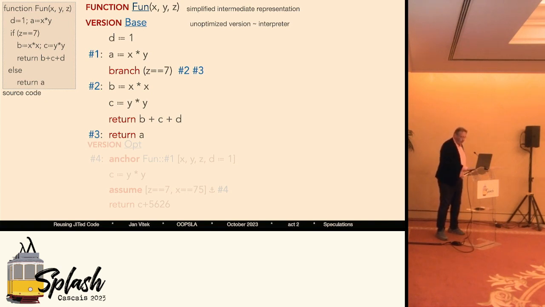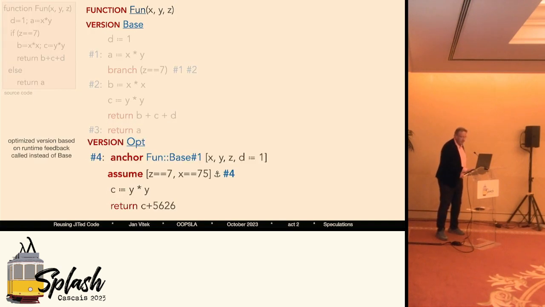Okay. Then the way these things work is the compiler runs for a while, gathers some profile, and at some point comes up with a guess. And here our guess is going to say, well, I'm guessing you want to call this function fun with arguments z of value 7 and x of value 75. It's my guess. I have the right to do this. And if that is true, then I can optimize the code to be this trivial little bit.